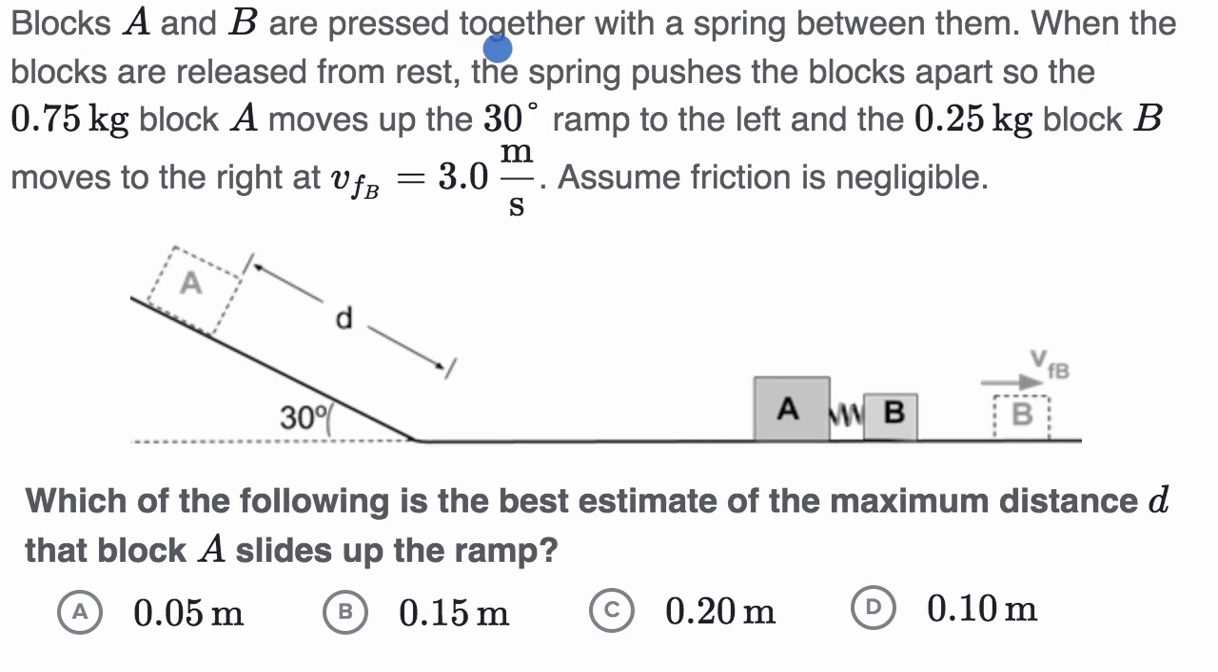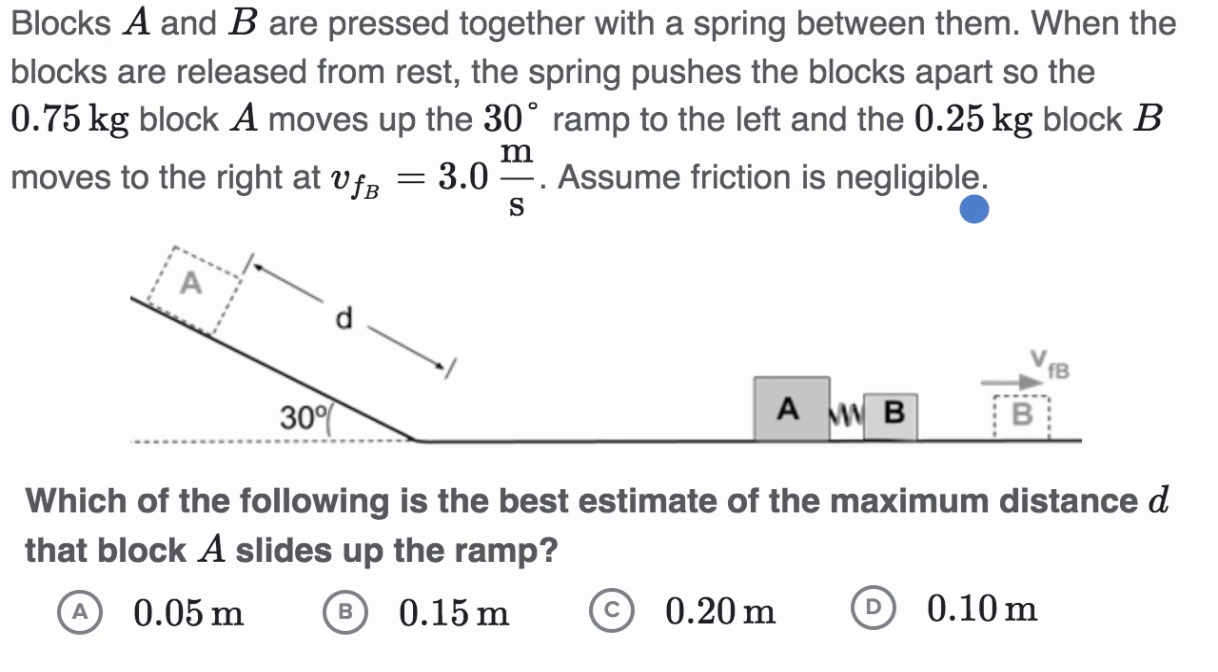Blocks A and B are pressed together with a spring between them. When the blocks are released from rest, the spring pushes the blocks apart so that the 0.75 kilogram block A moves up the 30-degree ramp to the left, and the 0.25 kilogram block B moves to the right at a velocity of 3 meters per second.